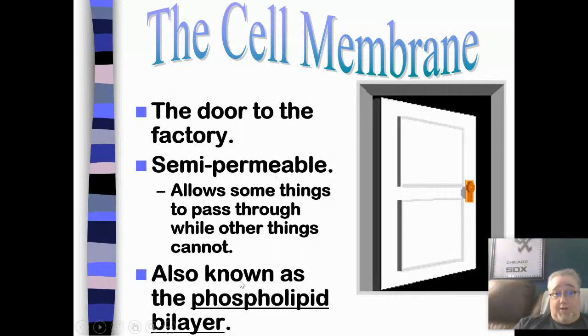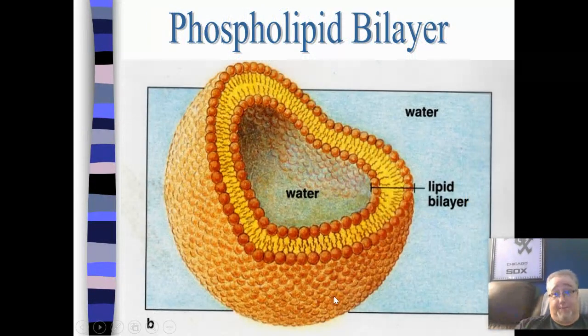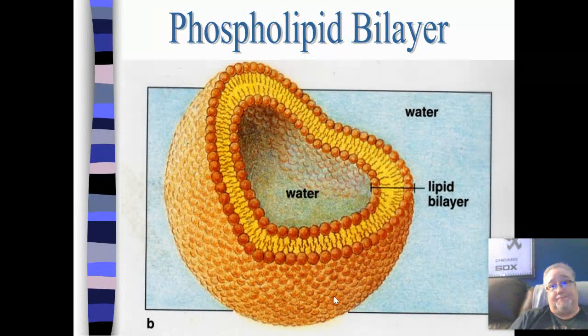I also want you to know this term, because this is kind of the scientific term for the cell membrane. It's called the phospholipid bilayer. All right, whenever you see the term phospholipid bilayer, we're talking about the cell membrane. I will be referring to it a lot as the phospholipid bilayer. So let's take a look at the phospholipid bilayer.